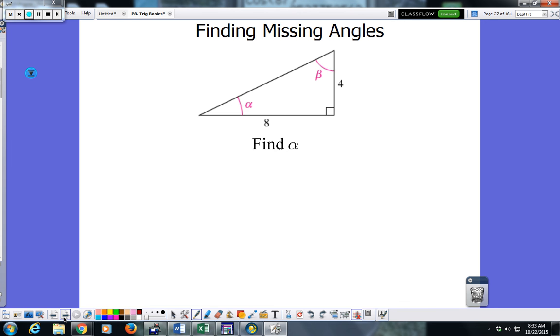So you can use the information you're given to find any missing information. Here's how you do it. If we're looking for angle A, 4 is opposite, 8 is adjacent. We're starting out with the exact same method. Am I using sine, cosine, or tangent? In this case, it would be, good, tangent.